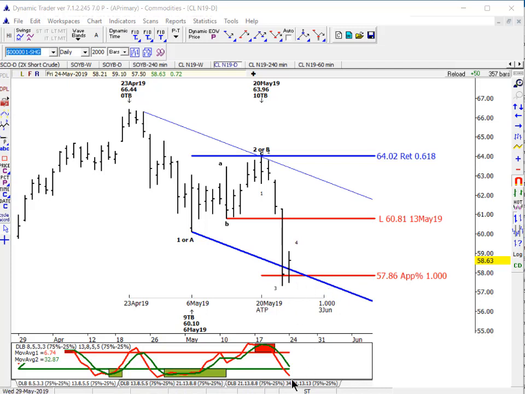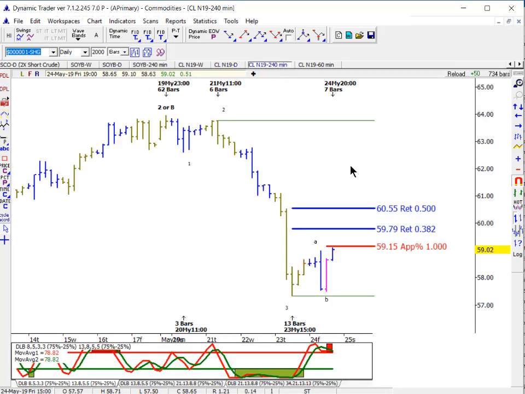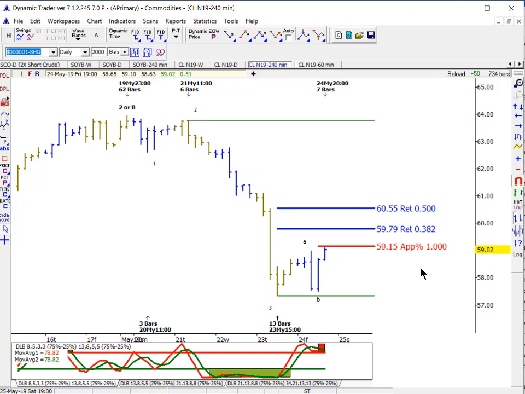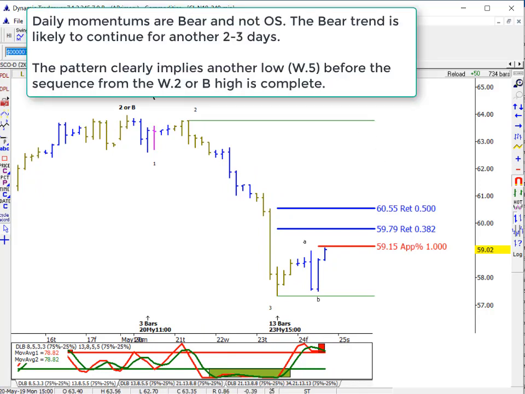Our daily momentum, only the fast line's oversold. That usually indicates we've got at least 1 or 2 more days sideways to down. So regardless of the fact we're at the 100% on our price projection, we probably have lower to go for another day or two. Let's take a quick look at the 240-minute momentum, because here's where it gets interesting, at least from a pattern Elliott wave standpoint.